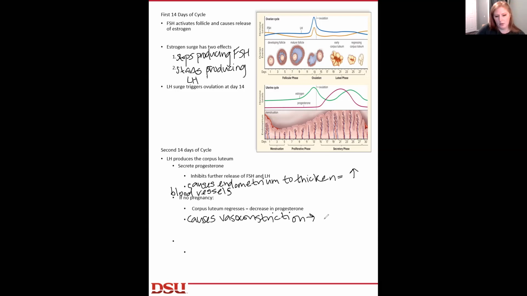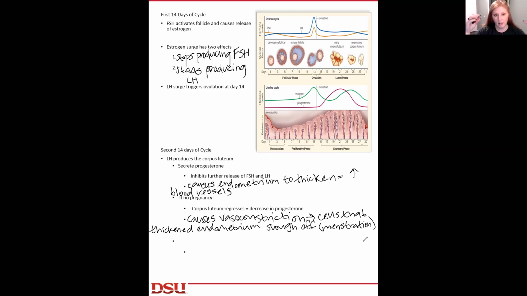And then all of those, how do I put it, cells that thickened the endometrium, right? They're going to slough off. And this is menstruation. Okay.